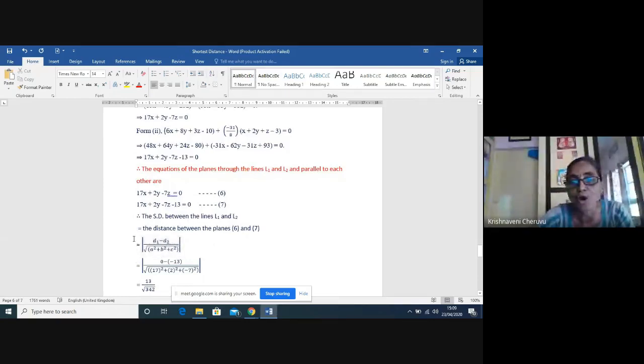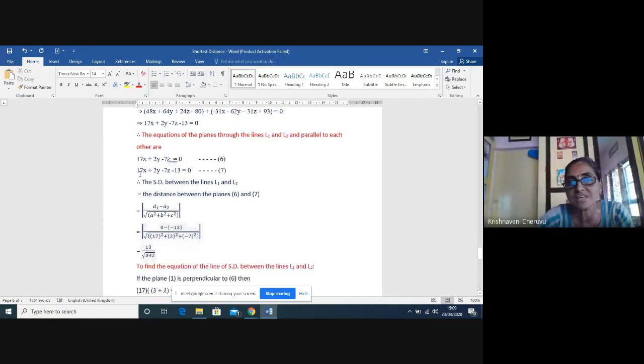It is a positive modulus. So here d1 is 0 and d2 is minus 13. So modulus d1 minus d2 by root a square plus b square plus c square, where a is 17, b is 2, c is minus 7. So this will give you the shortest distance. Remember, this is a very simple problem, girls, but you need to have some patience and be very, very careful in simplifying.